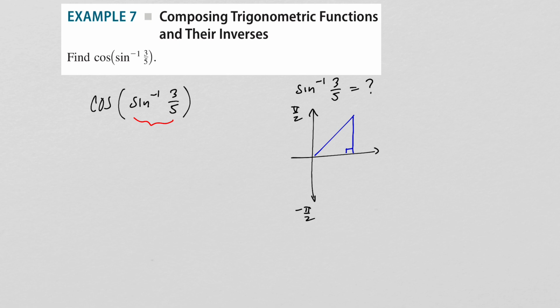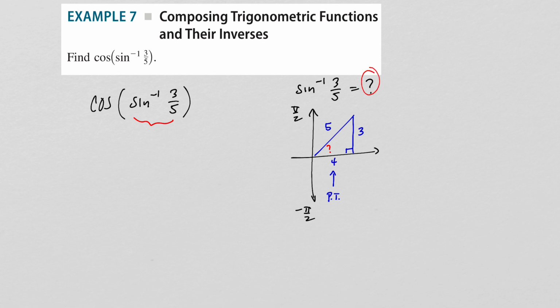Now, if I label this triangle, sine is opposite over hypotenuse, or y over r. And then we know the missing side here must be 4. You can solve for this using the Pythagorean theorem if you want. But we also know this is a very special triangle, the 3, 4, 5 right triangle. Now, do I know what the angle is here? I do not.